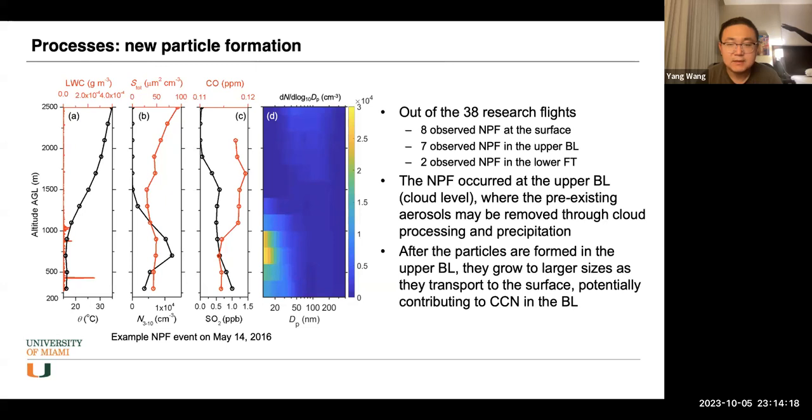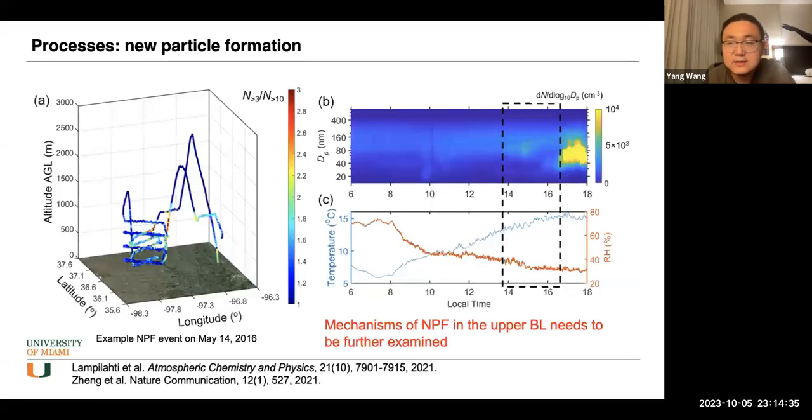And also, after these particles are formed, they grow to larger sizes, and further, they can get transported down to the surface. For example, here you see that when they are growing to larger sizes, the ground will not necessarily observe these nucleation mode aerosols. And this is indeed the case for the ground measurement.